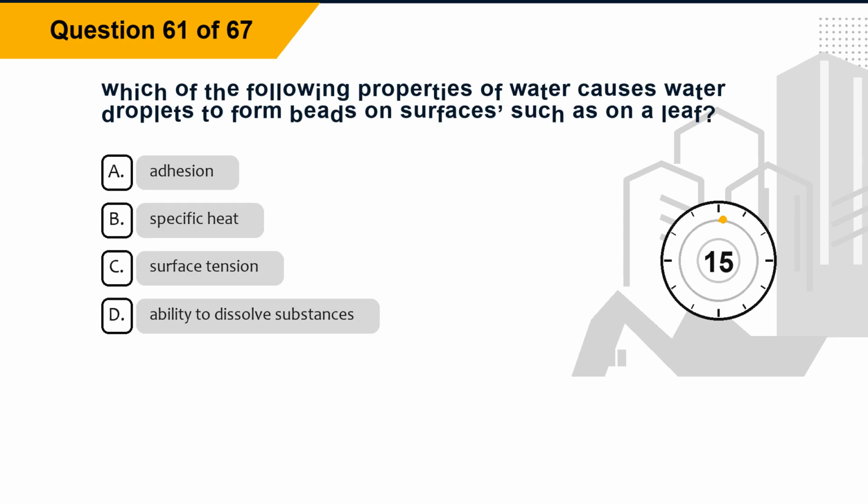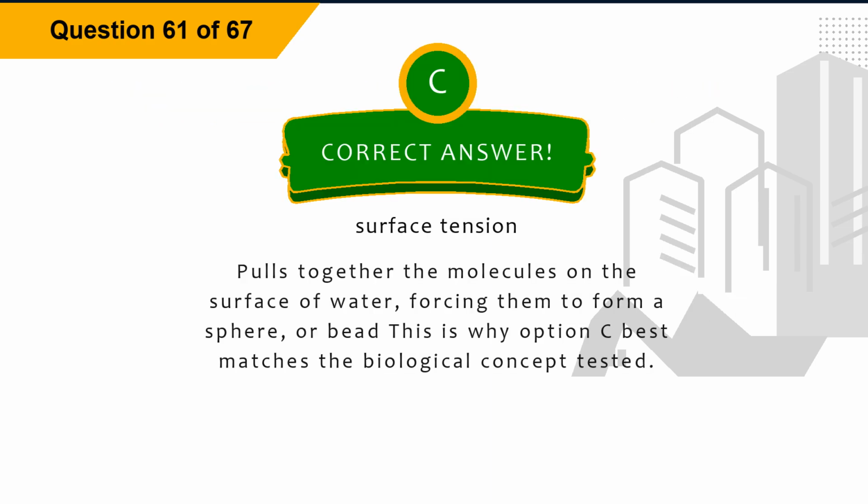Question 61. Which of the following properties of water causes water droplets to form beads on surfaces, such as on a leaf? Option A, adhesion. Option B, specific heat. Option C, surface tension. Option D, ability to dissolve substances. The correct answer is option C, surface tension. Explanation. Surface tension pulls together the molecules on the surface of water, forcing them to form a sphere, or bead. This is why option C best matches the biological concept tested.